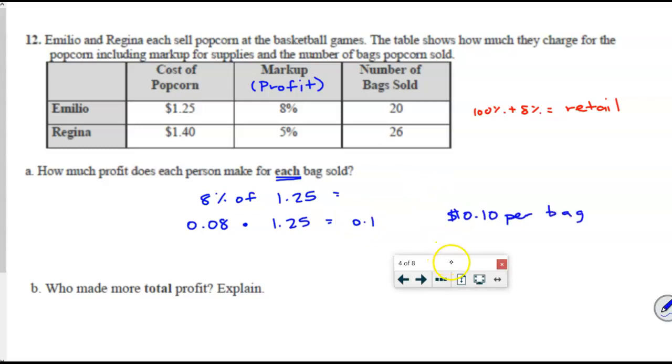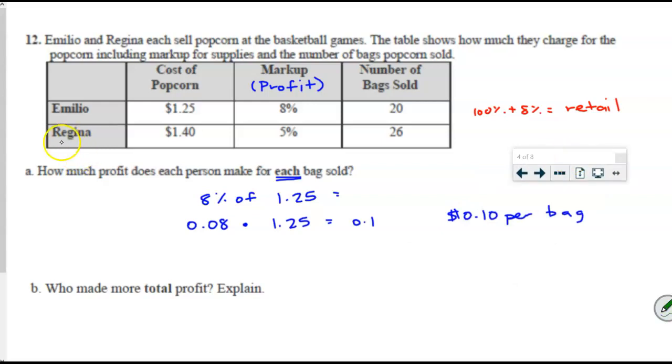Emilio makes 10 cents per bag. Let's take a look at Regina. Regina's making 5% profit. So that's going to be 5% of her cost, which is $1.40. Or in other words, 0.05 times $1.40 is equal to, I got 7 cents. You guys get the same thing? 0.07, or in other words, that's going to be 7 cents per bag.